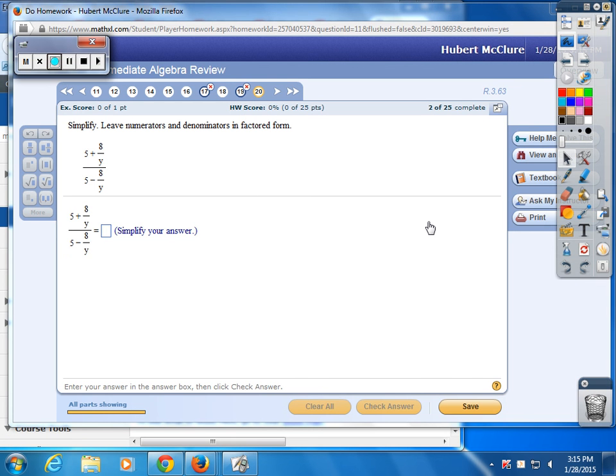The first thing you should do on this problem is make everything a fraction. That means if you got a whole number, you need to make it a fraction. And therefore, you can say, okay, I need to multiply through by the common denominator.